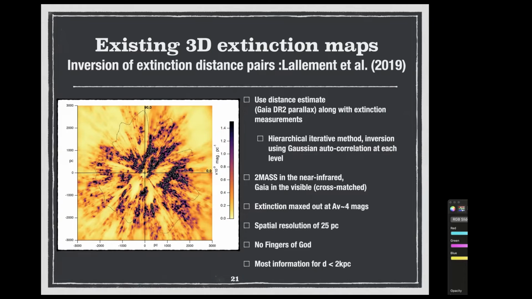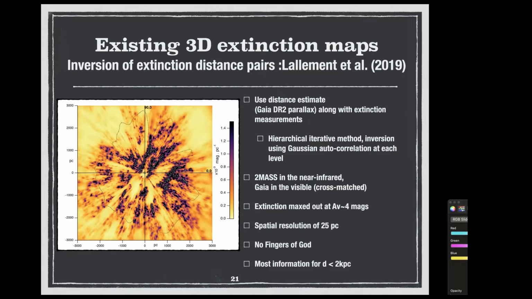Here she did it in a hierarchical way, starting at low resolution and moving up to higher resolution at each step. Here she uses 2MASS in the near infrared and Gaia in the visible, but they're subject to a cross match, which means Gaia stars that are not in 2MASS or vice versa, you lose them. So your extinction maxes out at 4 AV instead of the 25 that you could get from 2MASS, because Gaia can't see that far.